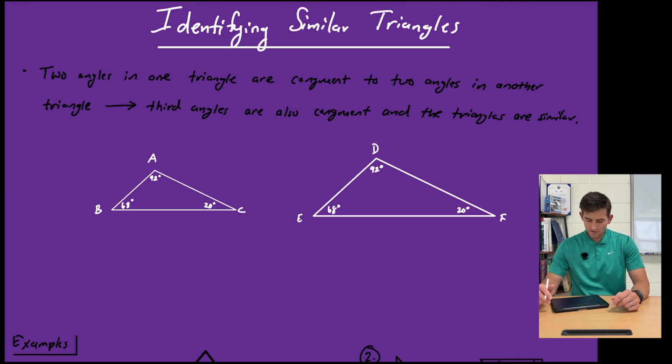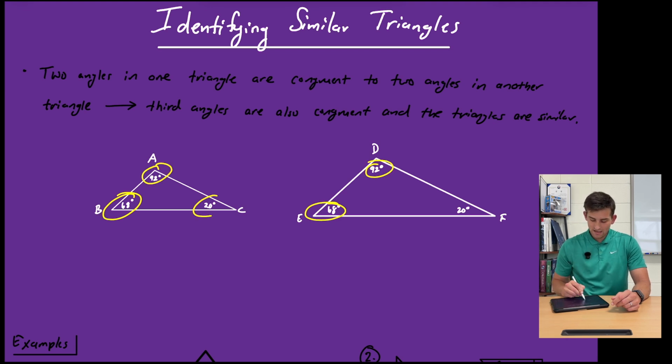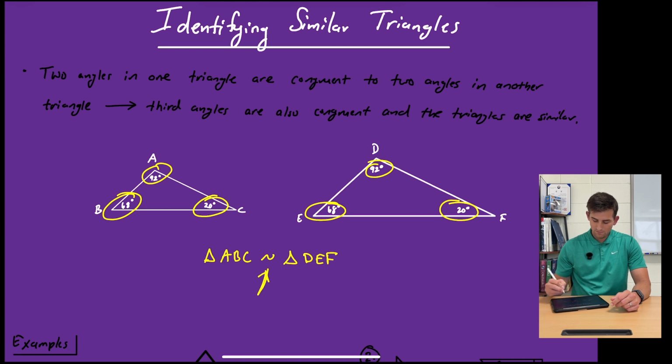So we see an example of this here with triangles ABC and DEF. They each have an angle of 68 degrees, 92 degrees, as well as 20 degrees. So we could say that triangle ABC is similar to triangle DEF. So notice this symbol here in the middle. It's like a squiggly line just like that. That means is similar to. So if you see that in the future, you'll know that that means similar.